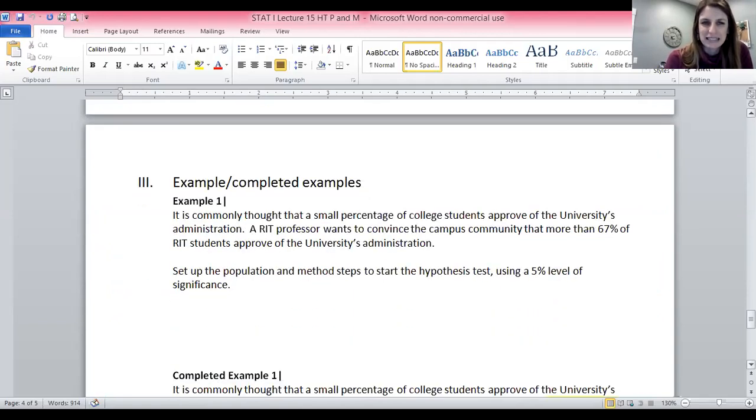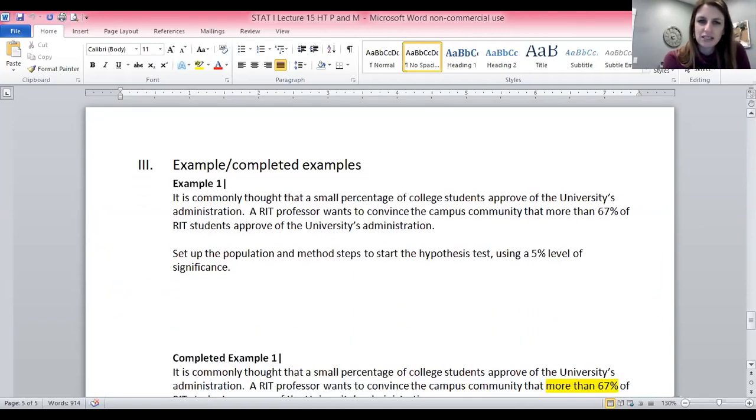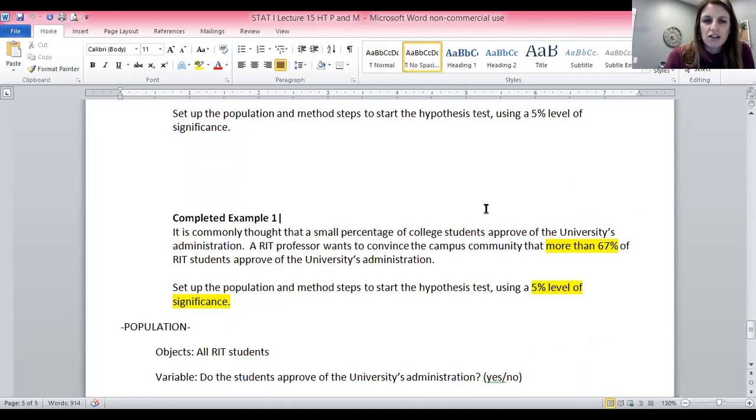Let's take a look at this example. So it's commonly thought that a small percentage of college students approve of a university's administration. An RIT professor wants to convince the campus community that more than 67% of the RIT students approve of the university's admin. I want you to set up the population and method steps to start the hypothesis test using a 5% level of significance. So right below, I have the completed example. I highlighted some information. So the first things I highlighted were more than 67%, because we're going to use that for our HA, and the 5% level of significance. This is my alpha.